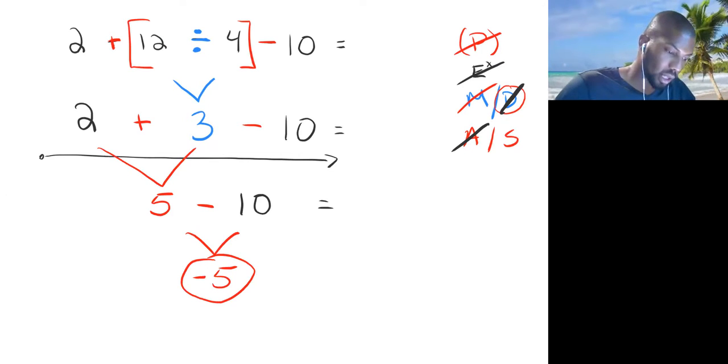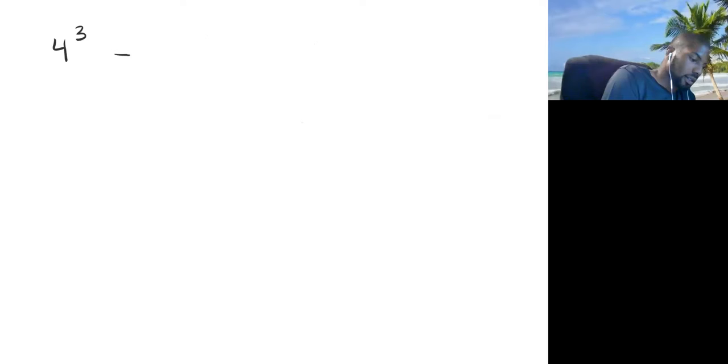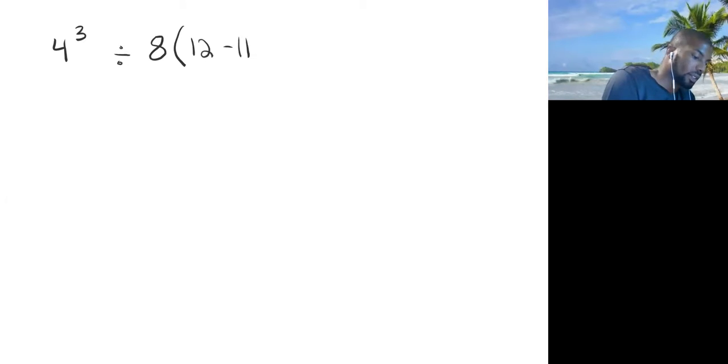Okay, now let's do a problem that has parentheses and exponents, so we can see a full big one, okay? All right, let's see. We're going to do one. Here we go. My problem is 4 cubed divided by 8, parentheses, 12 minus 11.